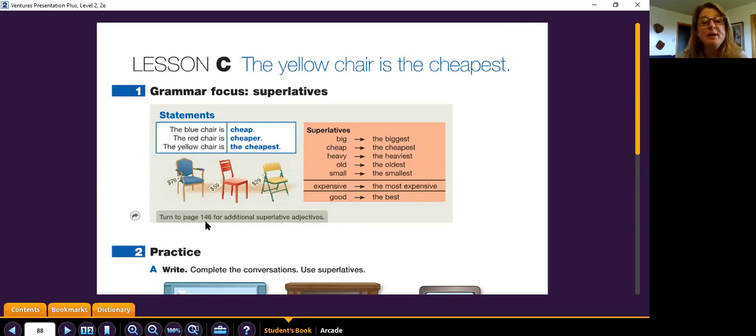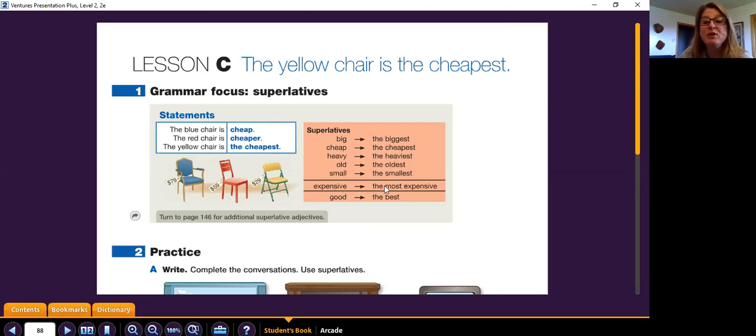So here we go. For the superlatives, you can also look on page 146 for additional superlative adjectives. We've got the syllable thing and the ends in Y. A one-syllable word or a word that ends in Y, which is typically a two-syllable word, is still going to add the EST. So let's go through this. Big, the biggest. Cheap, the cheapest. Heavy, the heaviest. Old, the oldest. Small, the smallest. And you put the in there because we're comparing three or more nouns, okay?